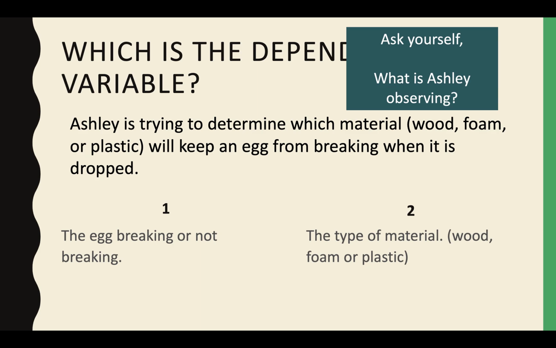Awesome job. Did you say that one, the egg breaking or not, is the dependent variable? You're right. This is what Ashley is measuring or observing. The egg breaking or not is dependent on the type of material she uses, meaning it is a dependent variable.